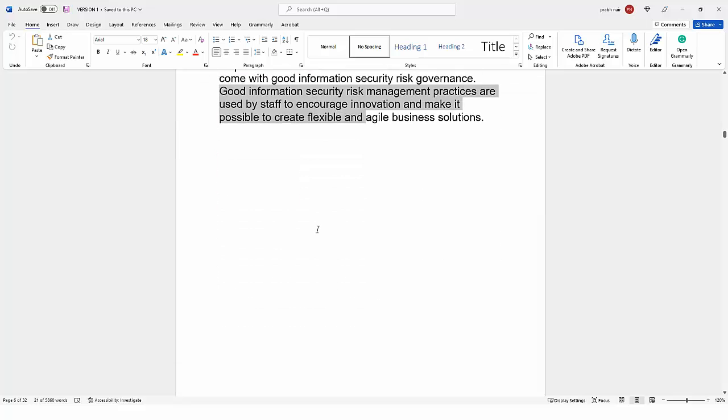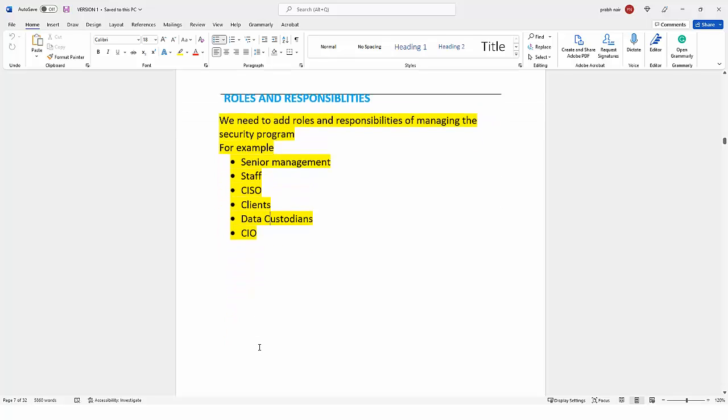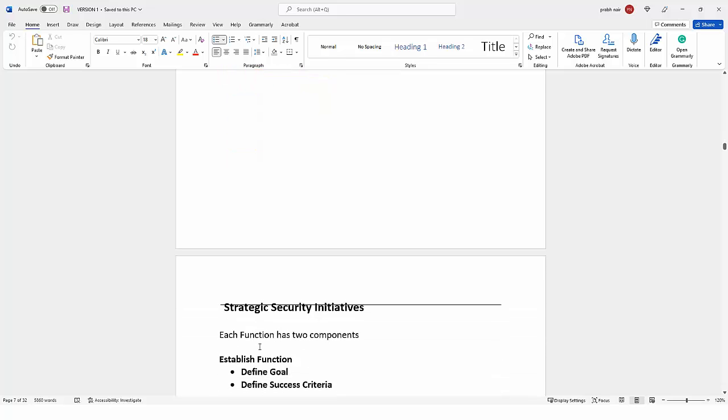Then, based on a strategy proposal, I'm going to define the organization structure, like who does what. So you can basically document what is the role of senior management toward information security, what is the role of staff, what is the role of a CISO, what is the role of clients, what is the role of a data custodian, what is the role of CIO, for the security program. So roles and responsibilities you can basically mention.